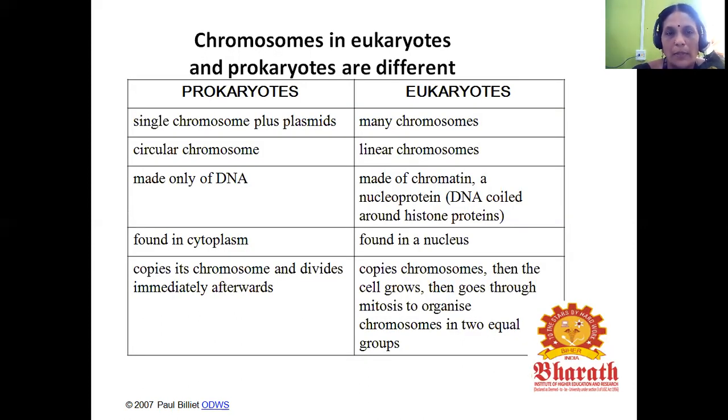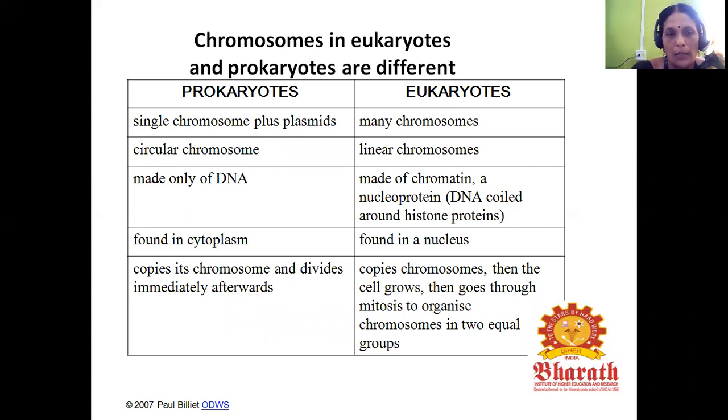So you see the difference between the chromosomes in eukaryotes and prokaryotes. In prokaryotes, a single chromosome plus plasmids is present. In eukaryotes, many chromosomes are present. The chromosome in prokaryotes is circular. In eukaryotes, chromosomes are linear. In prokaryotes, the chromosome is made only of DNA. In eukaryotes, it is made of chromatin, a nucleoprotein, which is nothing but DNA coiled around histone proteins.